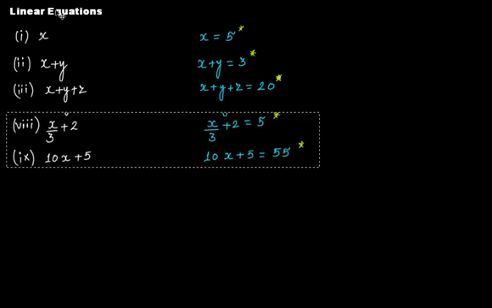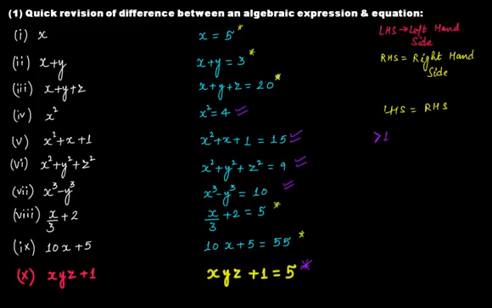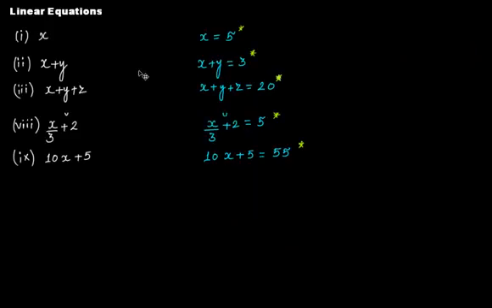So these all are linear equations that we have selected out of these options here, right? Sorry, this is an expression, but equations are here. So x is equal to 5 is a linear equation, x plus y is equal to 3 is a linear equation, x plus y plus z is equal to 20 is a linear equation, and x by 3 plus 2 is equal to 5 is a linear equation, and 10x plus 5 is equal to 55 is a linear equation.